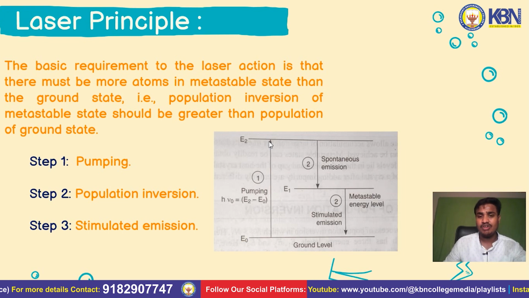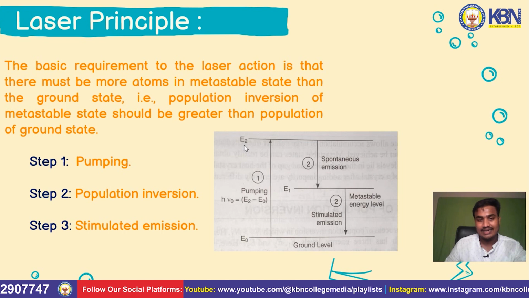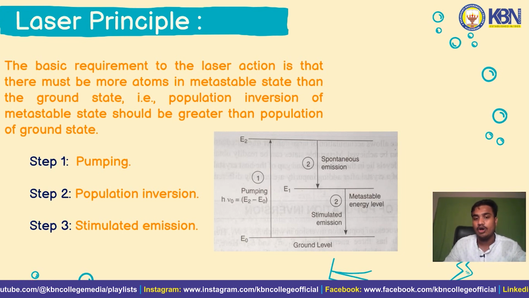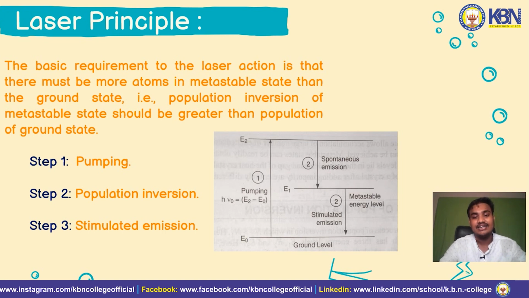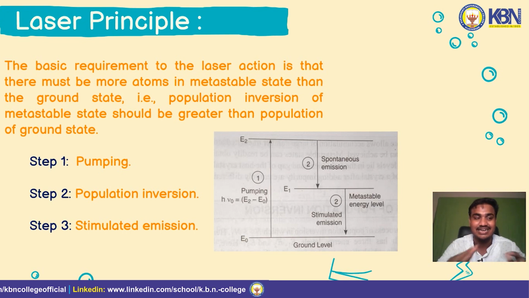Now the atoms are present in the excited state E2. After completing a certain lifetime, they come back to the E1 state, which is termed the metastable state, by emitting a spontaneous emission. As you know, spontaneous emission can happen without any external influence, and a photon will be emitted here.